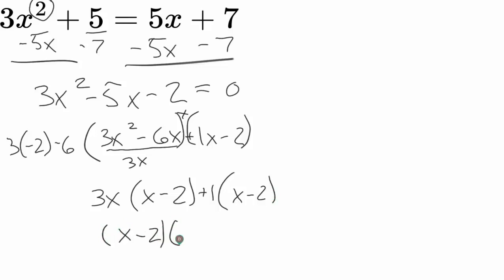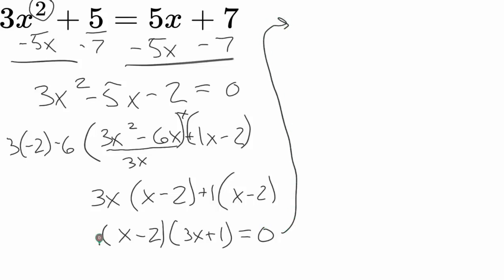And that I can factor out, and then I have 3x plus 1 left. Keep in mind this still equals 0. And so now what I want to do is same thing, right? This is a zero product property. Something times something equals 0. Either x minus 2 can equal 0, or I can have 3x plus 1 equals 0.